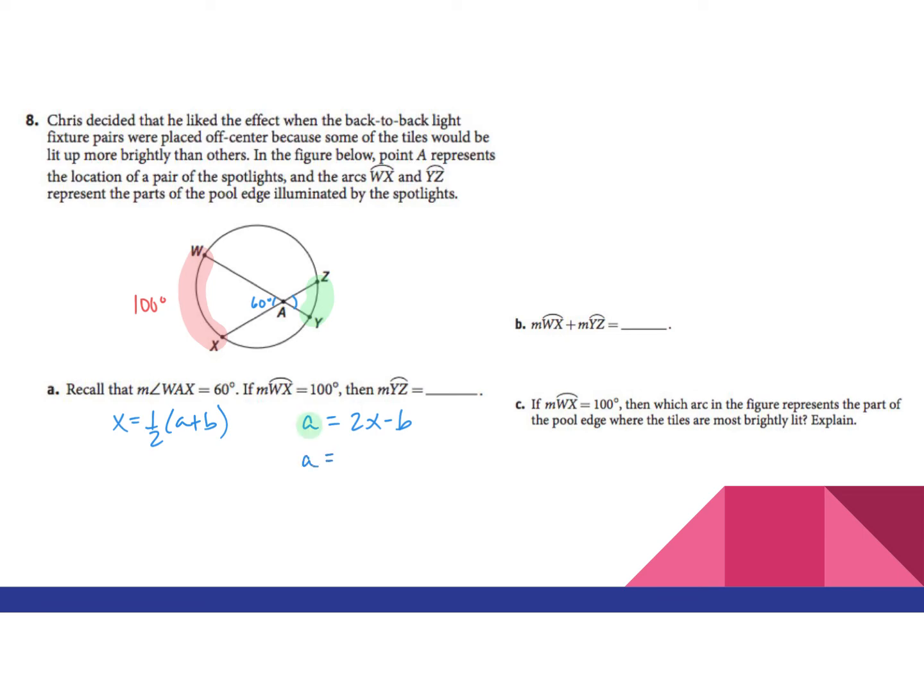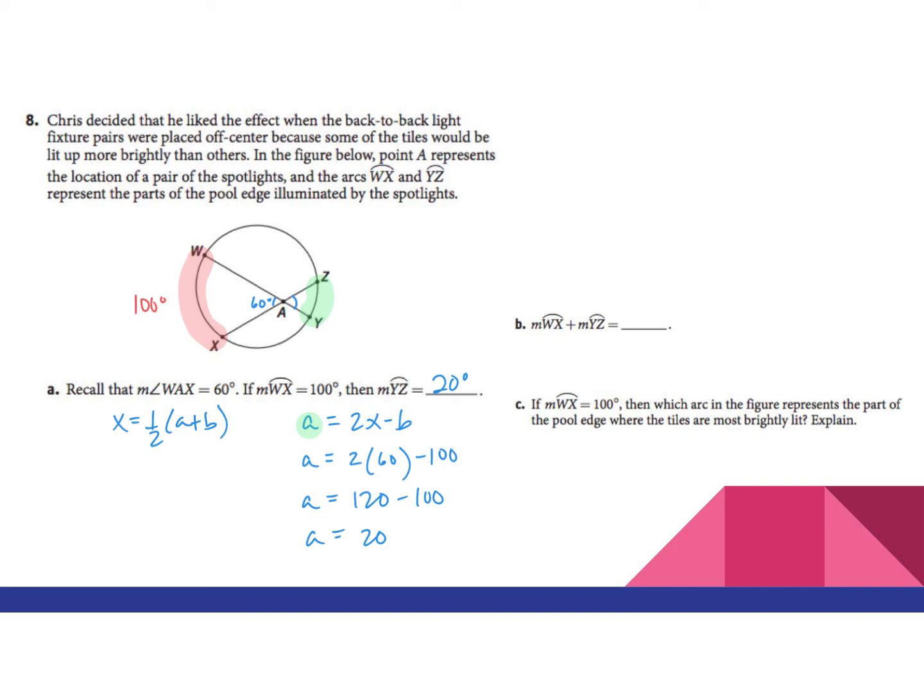All right, so let's plug in what we know. So a will be equal to 2 times x, where x is the 60-degree angle, the vertical angle. And then we're subtracting out our b, which is that other arc, 100. So 2 times 60 is 120. 120 minus 100 gives us 20 degrees. So looking at this, we're going to see the measure of the missing arc is going to be 20 degrees.